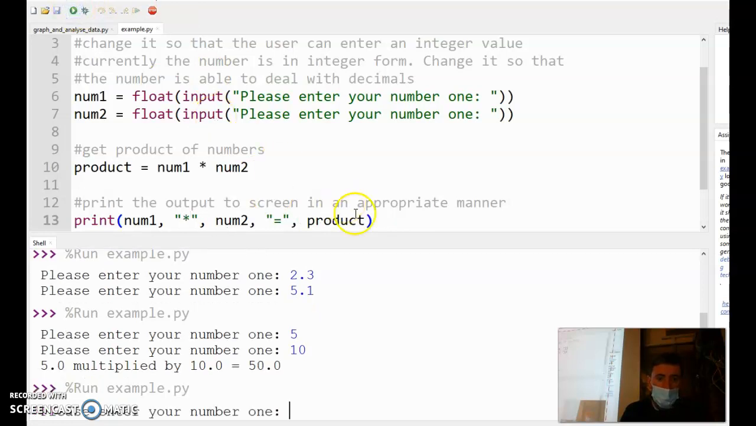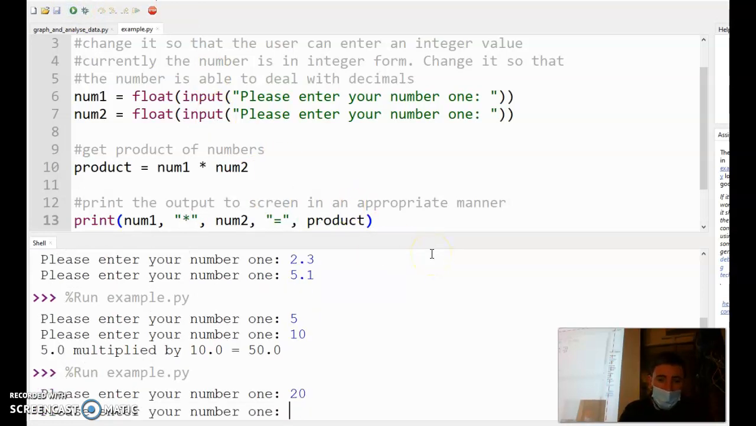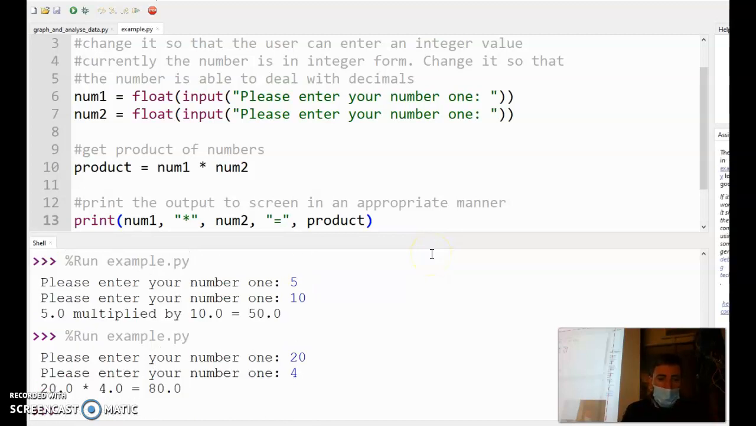Let's try it again. 20 by 4 should give us 80. So 20 by 4 and gives us 80.0. Remember, if you're dealing with floating point answers, you get that.